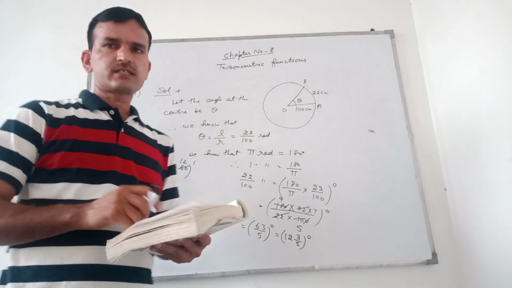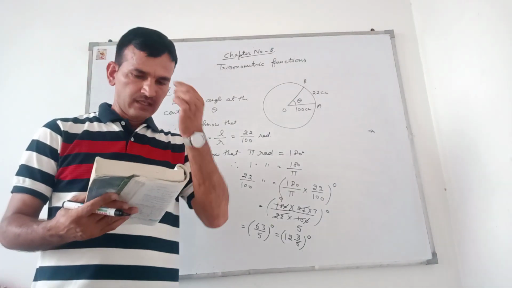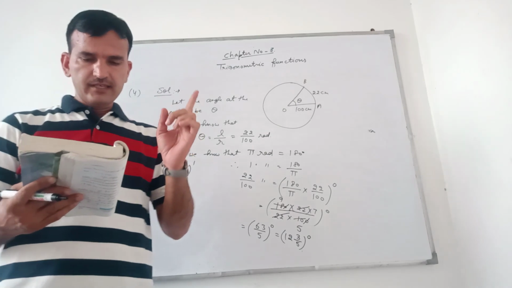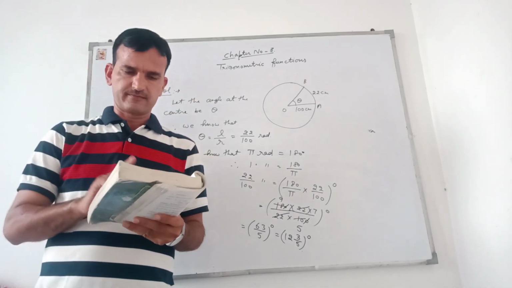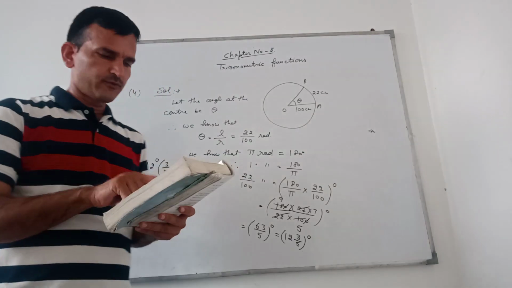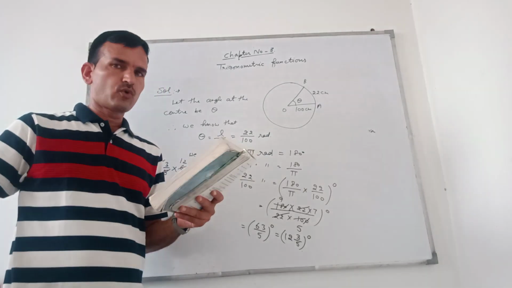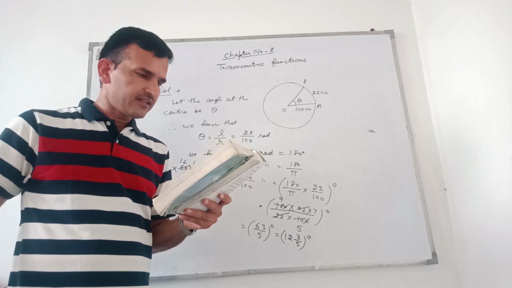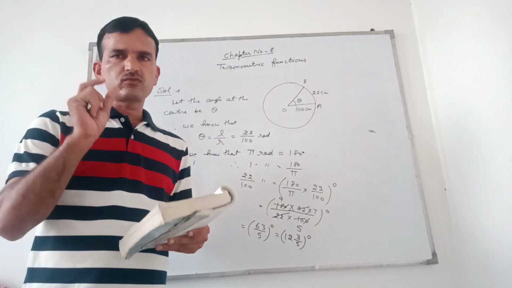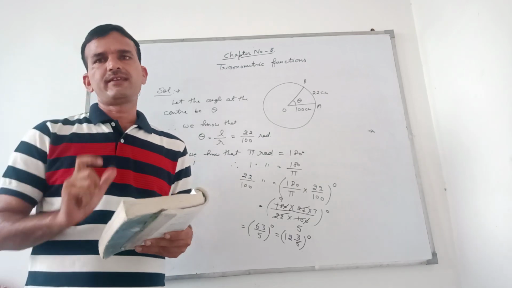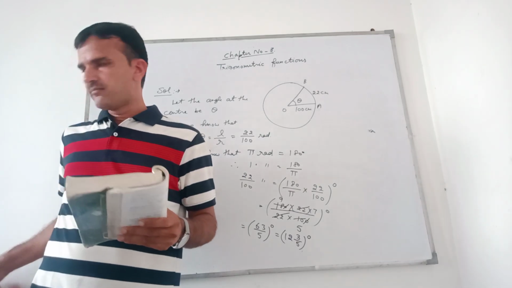Now we discuss question number 5. What is question number 5? In a circle having diameter 40 centimeter, the length of the chord is 20 centimeter. Find the length of the minor arc of the chord. In this question, we have to find the length of the minor arc.